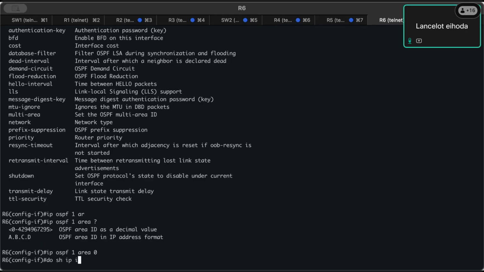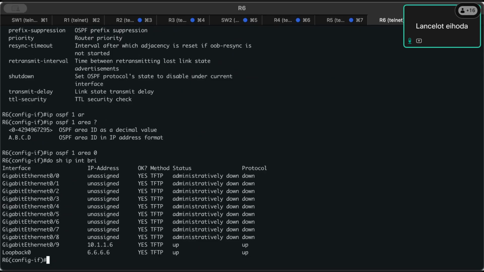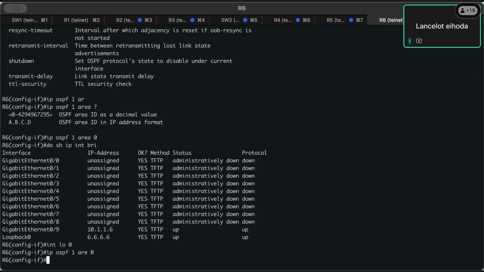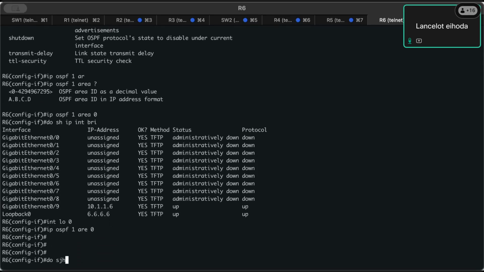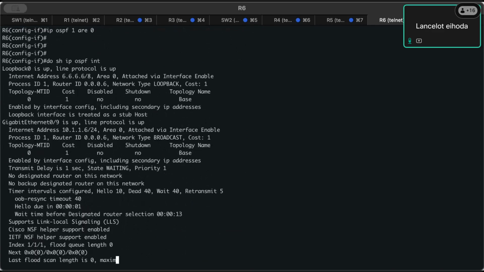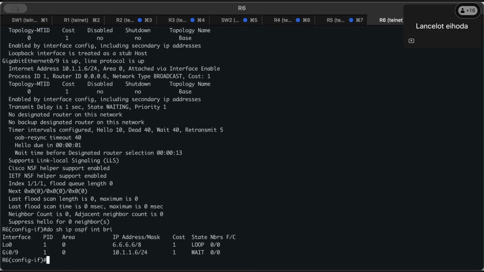So show IP interface brief, interface loopback 0, IP OSPF 1, area 0, then show IP OSPF interfaces. So you can either use the network command or you can use the interface sublevel command. So let's go to router 7.